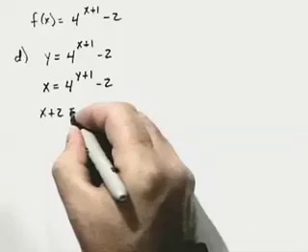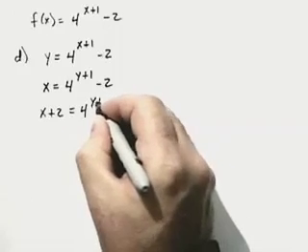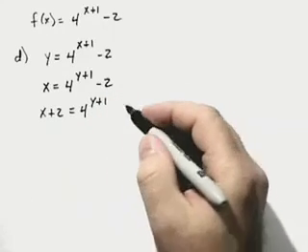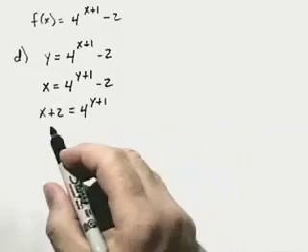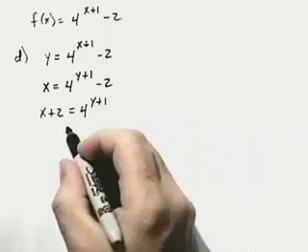So we'll have x plus 2 equals 4 to the y plus 1. Now here we're going to change form. Right now we have the exponential form. We're going to change to the logarithmic form of the equation.